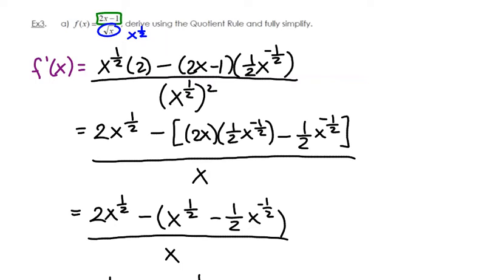And so they said use quotient rule. Normally, I wouldn't, as a teacher, tell you to use quotient rule. I'd just be like, you should know what to use. And so that's very nice of this question to tell you. But in this case, they do want you to simplify fully. So let's take a look at what this looks like.